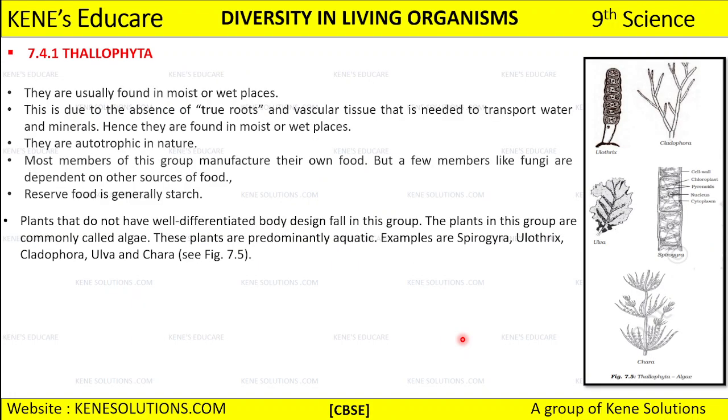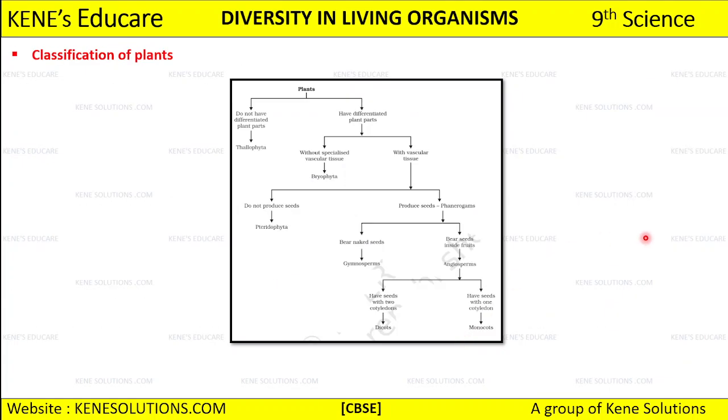Okay, so the first part that we have is called thallophyta. Now before that I'll go through this part. How are plants classified? This is the classification of plants in a short summary. See, we have plants that have differentiated plant parts and plants that do not have differentiated plant parts. Okay, that is the first distinction. Now the plants that do not have differentiated plant parts like the root, stem, leaves, fruits, flowers, all those plants come under thallophyta. Okay, now you are clear with it.